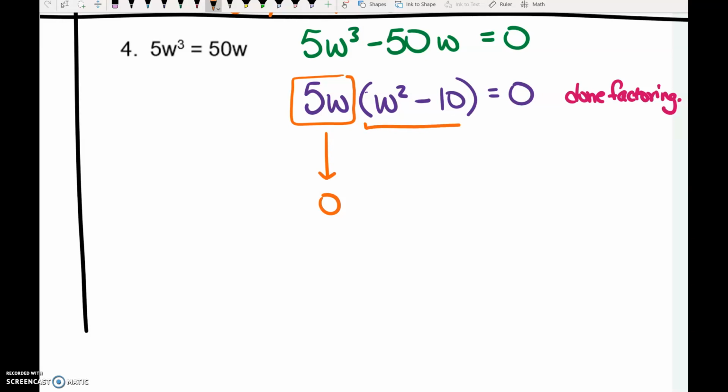For this part, we need to do w squared minus 10 equals 0. Add 10 to both sides. And then how do we undo a square? Square root. So w equals the square root of 10. But we put the square root in there, so we also have to put a plus minus in front of it. The square root of 10 could be a positive number or a negative number.